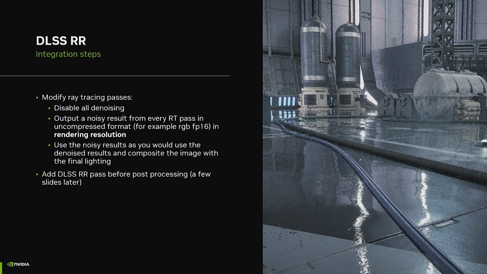You might have reflections, global illumination, shadows. You use the noisy buffers as they are and compose the final lighting, so that your final lighting image might look something like here. You simply feed that buffer into the DLSS RR pass, get it denoised and upscaled, and that's it.